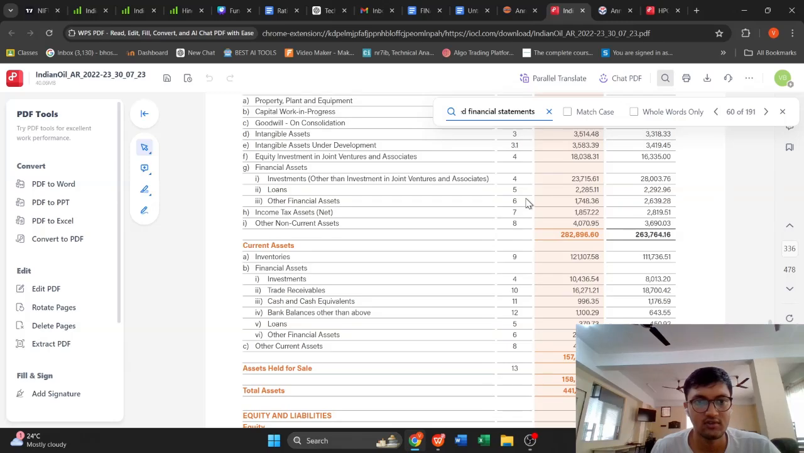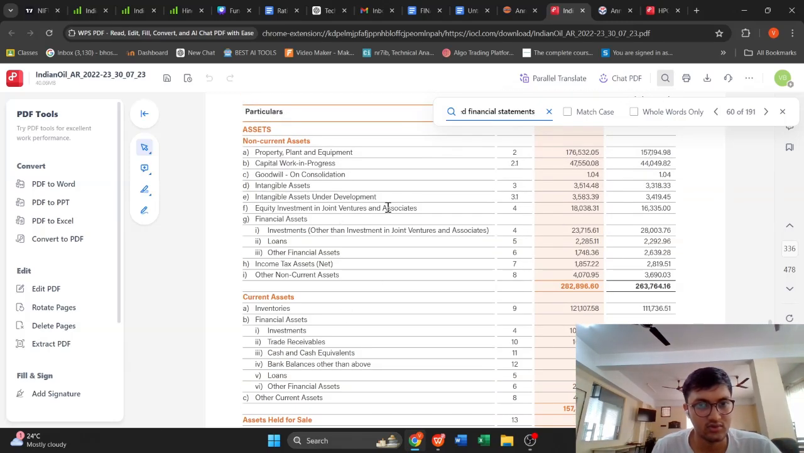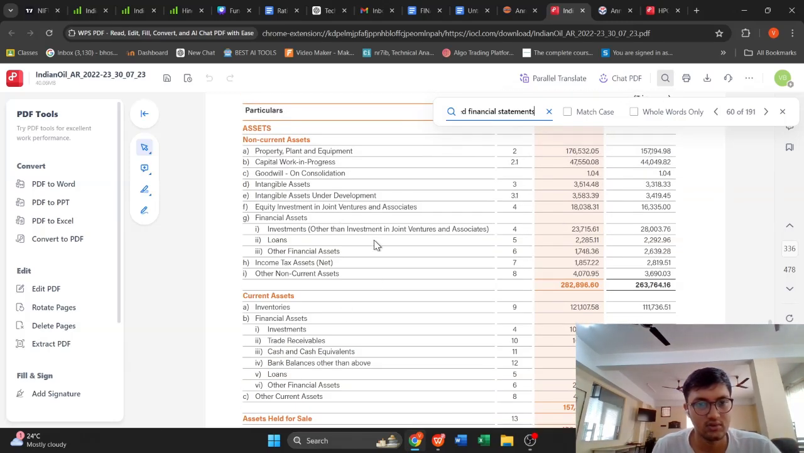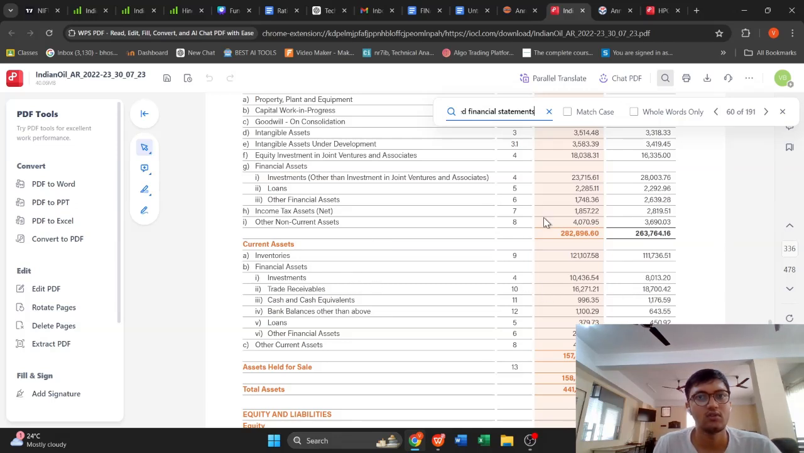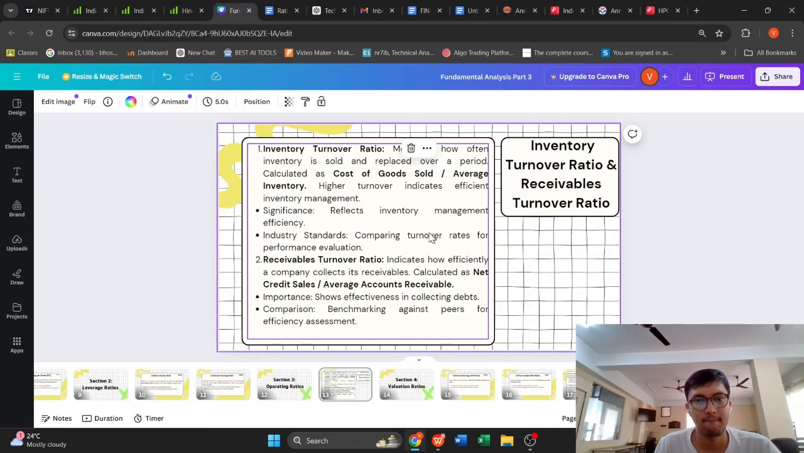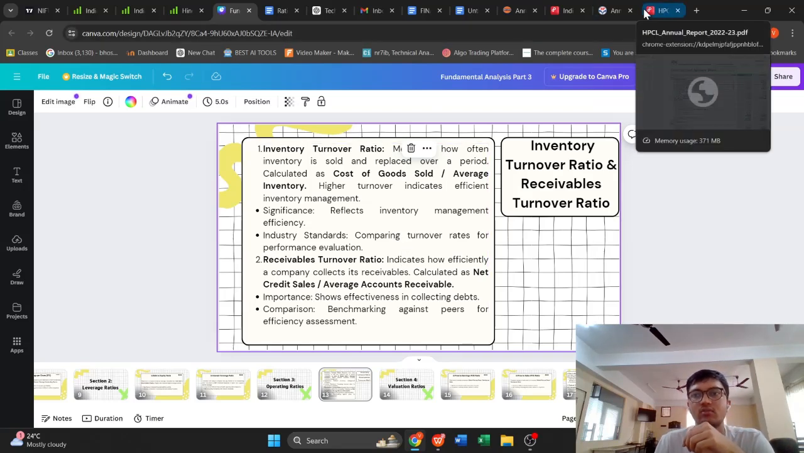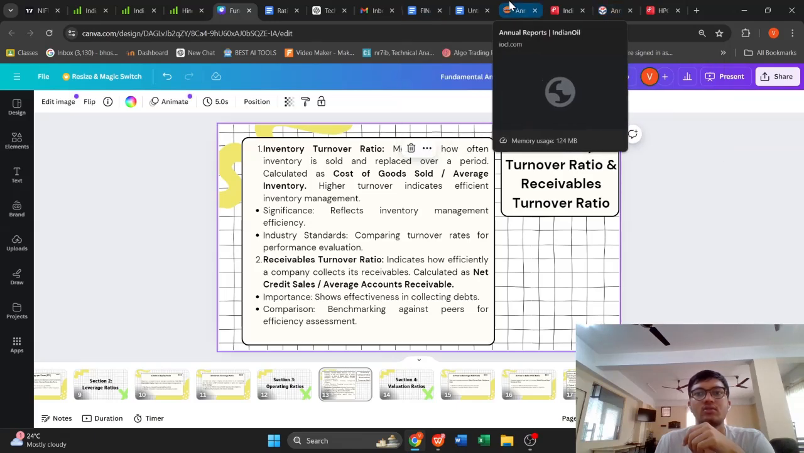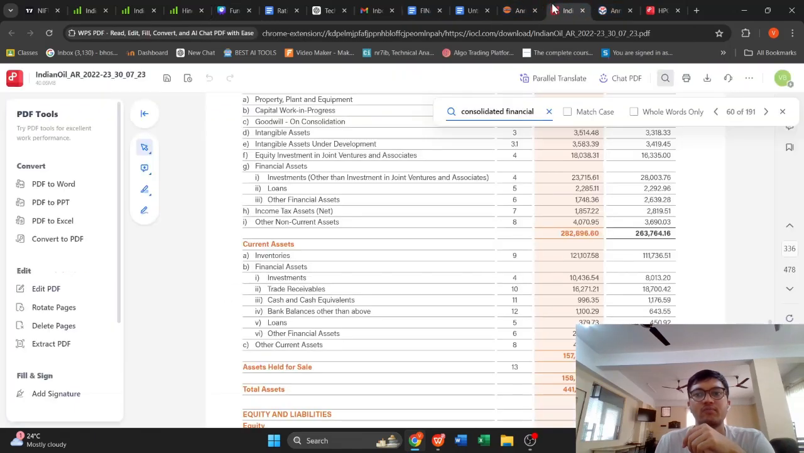Finally, I found it. So what I was talking about, the trade receivables: net credit sales divided by average accounts receivable. Credit sales is nothing but the amount of money that they have to receive from the debtors. So I'll analyze for the 2023 year.